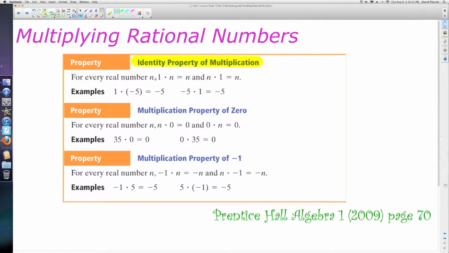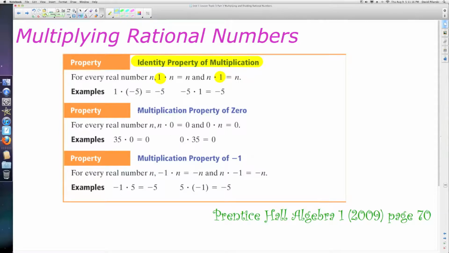For every real number n, 1 times n is equal to n, and n times 1 is equal to n. The actual identity in this case is the number 1. When you multiply a number by 1, it doesn't change the value. So here we have a couple numerical examples. 1 times -5 is equal to -5, and -5 times 1 is equal to -5. Again, when you multiply by 1, it doesn't change the value.